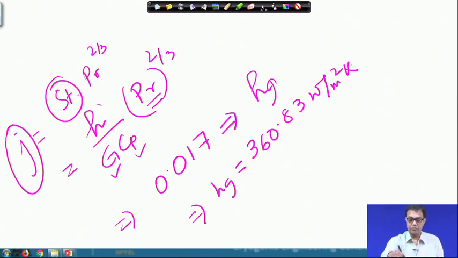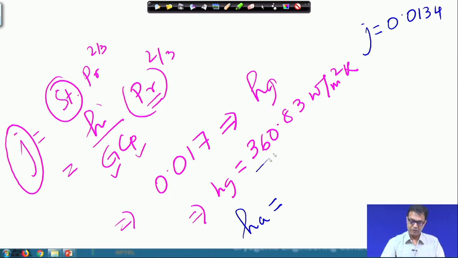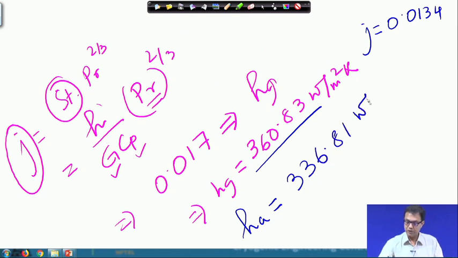Similarly, we need to put the value of the heat transfer coefficient corresponding to the air side, where we have the J value given as 0.0134, and if we put all those values, it will come out to be 36.81 watt per meter square Kelvin.